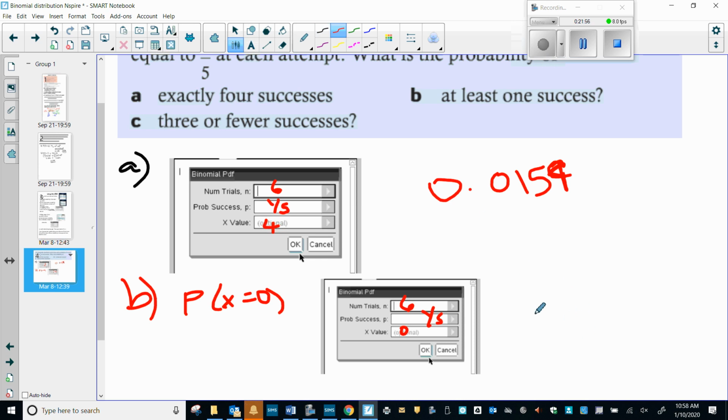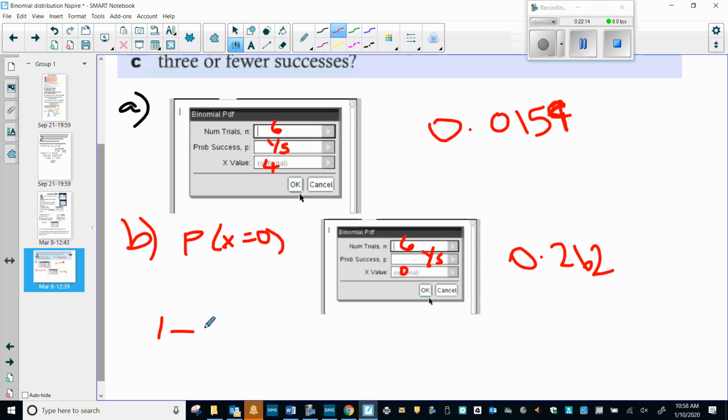What value do we get for this? 0.262. Now what are we going to do to actually answer the question? Because this has told us the probability that we don't get any successes. So we're going to do 1 minus that, which gives 0.738.